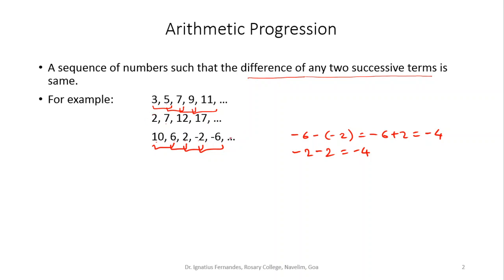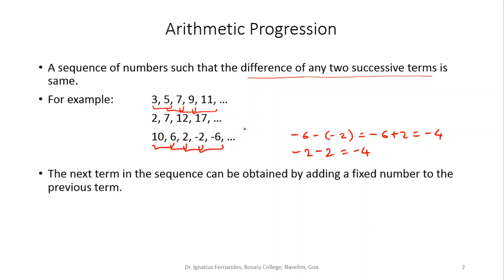So basically we have a sequence of numbers wherein the difference between any two consecutive terms is the same. So the next term in the sequence can be obtained by adding a fixed number to the previous term. Like I said, in the case of the first arithmetic progression, the difference was 2. We denote the difference as D. So if I have to find the next term after 11, that will be 11 plus this difference, 2, that is equal to 13. The next term will be 13 plus 2, 15, and so on.